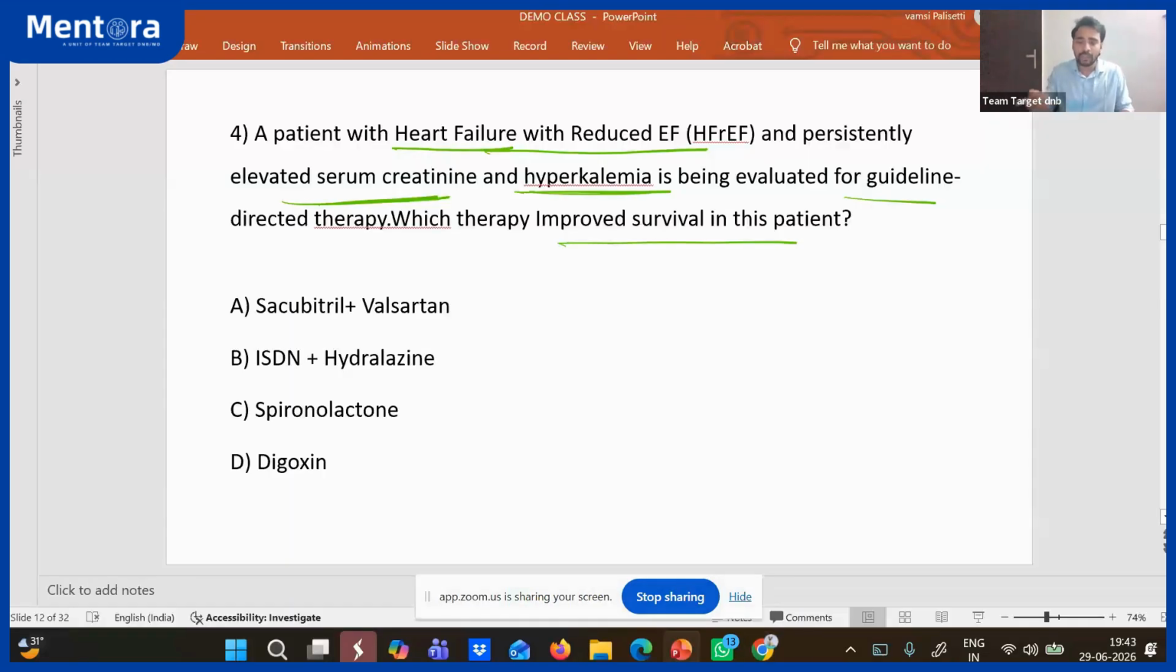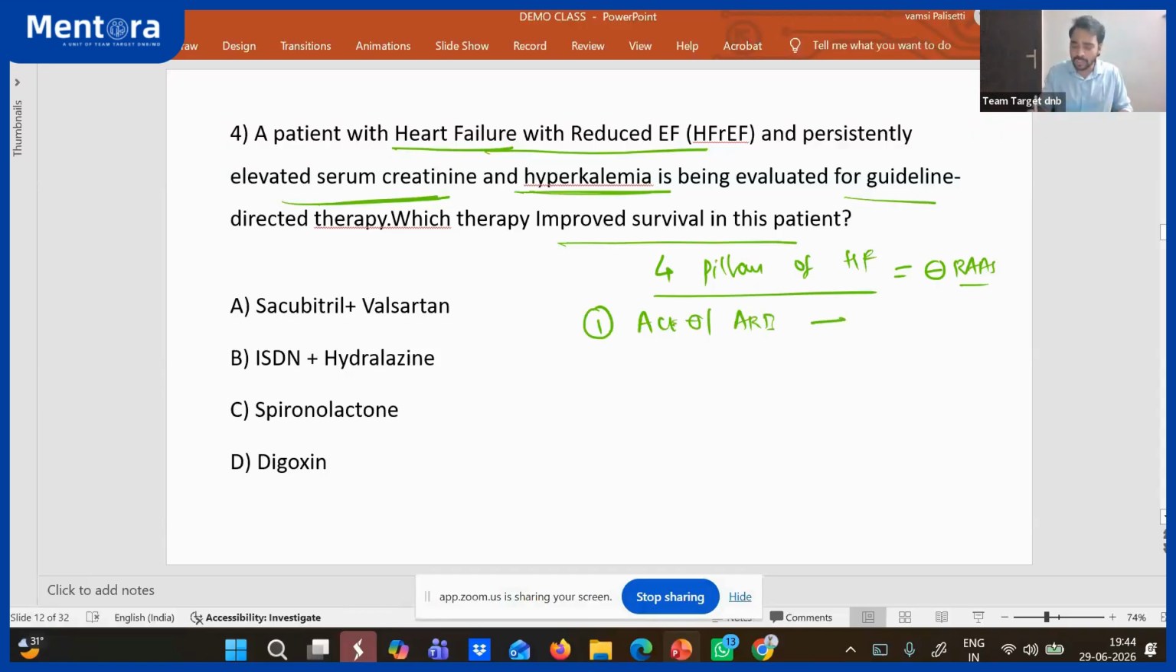Right, let us see. We all know there are four pillars of heart failure. Very, very important. Why are they called four pillars? Because all these drugs can increase the survival of heart failure patients, and most of them, not all, inhibit the RAS system. So what are those drugs? One is the ACE inhibitor or ARB.